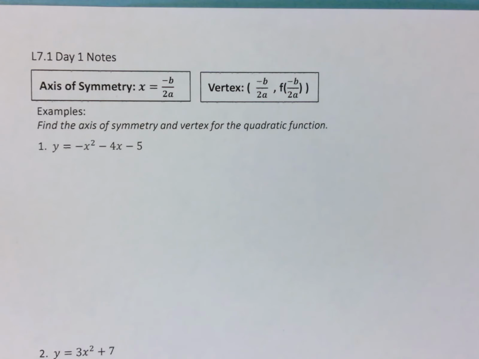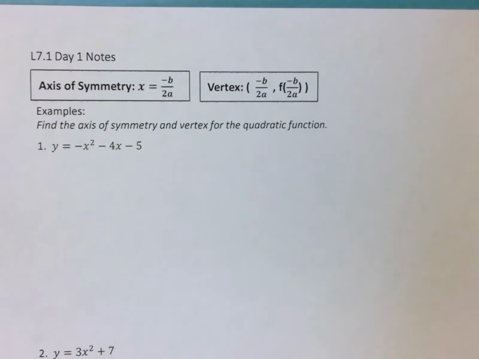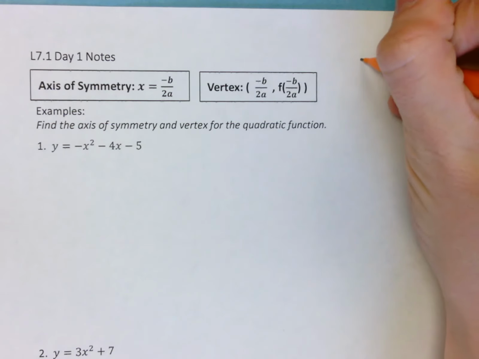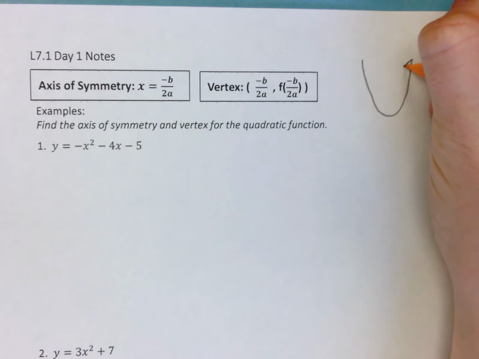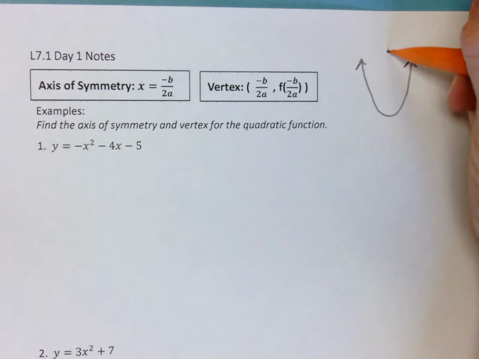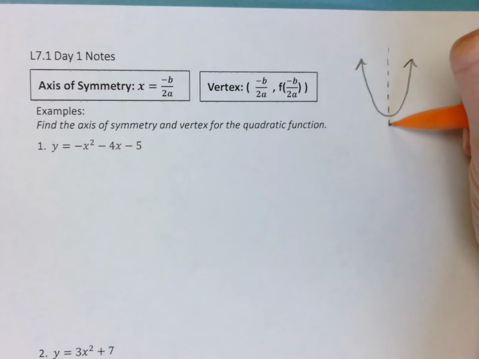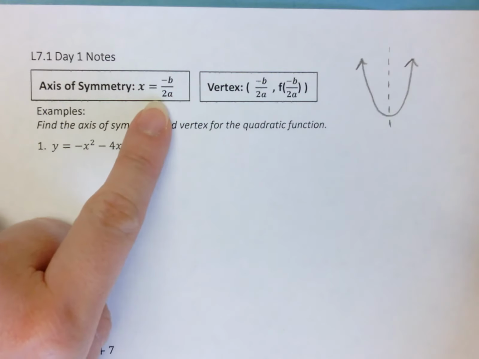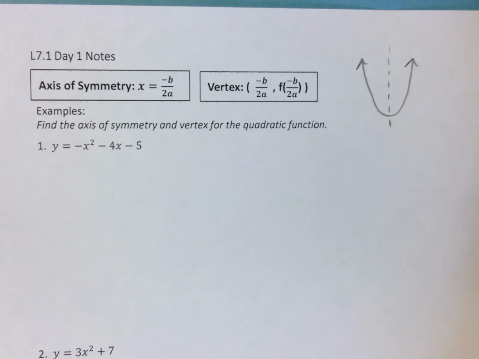Lesson 7.1, Day 1 Notes. For these examples, we will find the axis of symmetry and vertex for each quadratic function. Remember, for a quadratic function, the graph is a parabola, a U shape. The axis of symmetry is the line that cuts the parabola in two symmetrical halves. The equation negative b over 2a can be used to find the axis of symmetry.